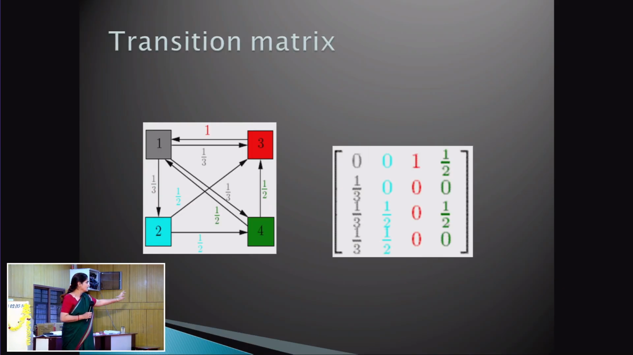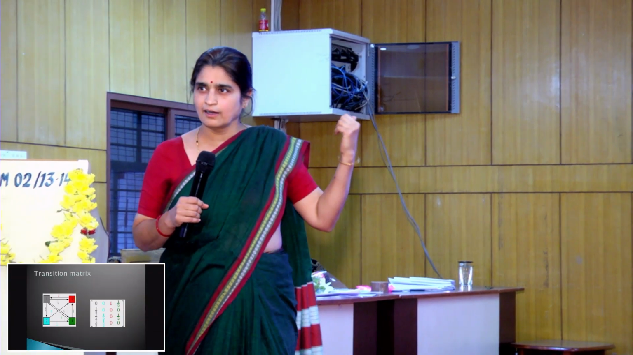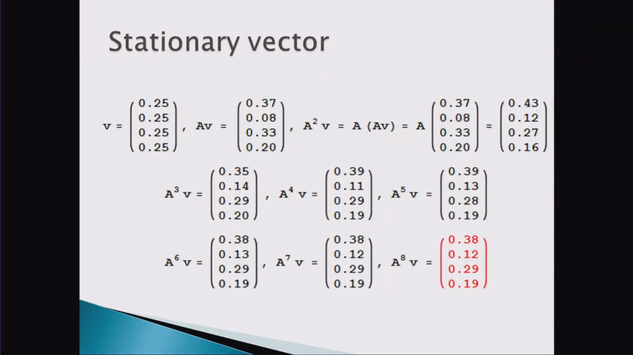So, you start with the initial vector V, which says all are equally likely to start with. Then A is our transition matrix, you apply it.